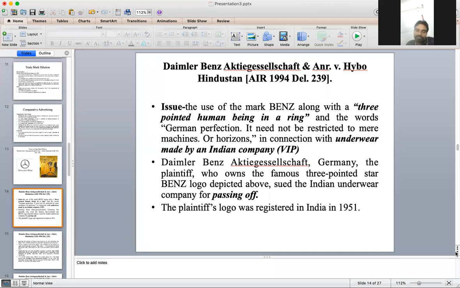The plaintiff, who owns the famous three-point star Benz logo depicted above, sued the Indian underwear company for the action of passing off. Why are we using the term passing off rather than infringement? Because, as you know, this Act came in 1999 and this case is of 1994. So because of the lack of that provision, it was dealt with under the action of passing off. The plaintiff's logo was registered in India in 1951.